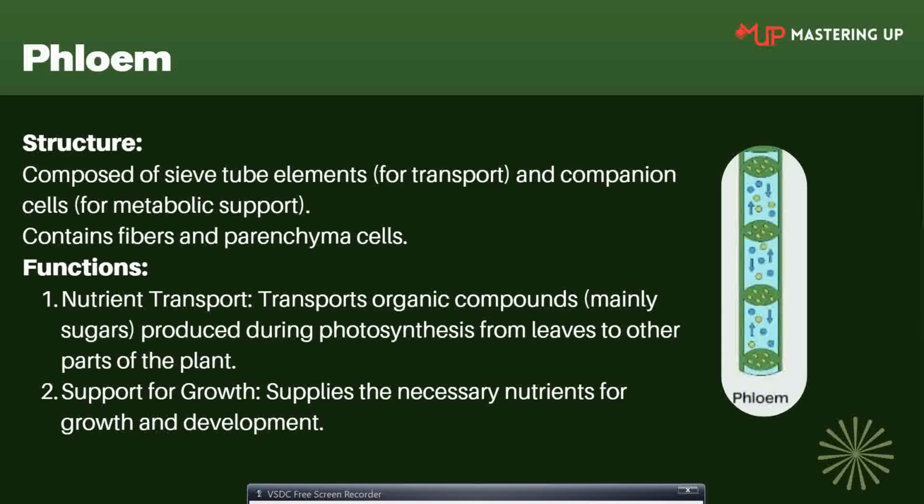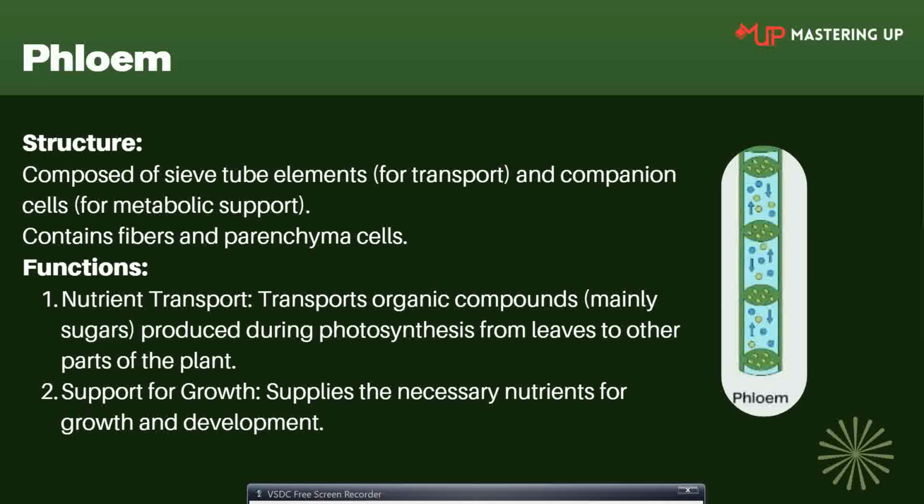Now coming to the phloem, it is composed of sieve tube elements for the transport and companion cells for metabolic support. It also contains fibers and parenchyma cells for the structural support. So sieve tube is for transport, companion cell for metabolic support, and fibers and parenchyma are for the structural support.